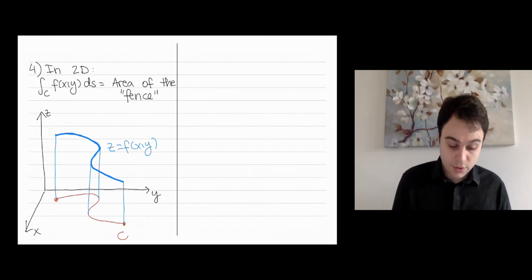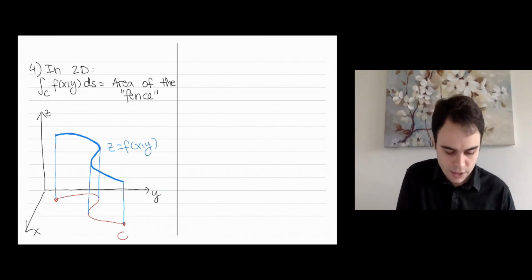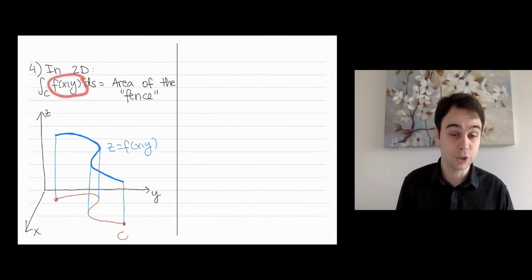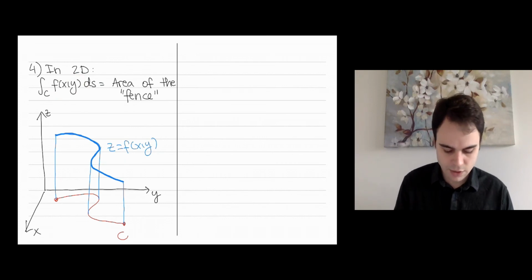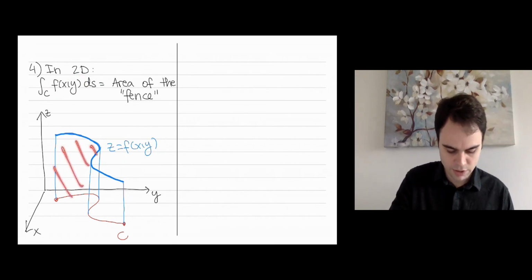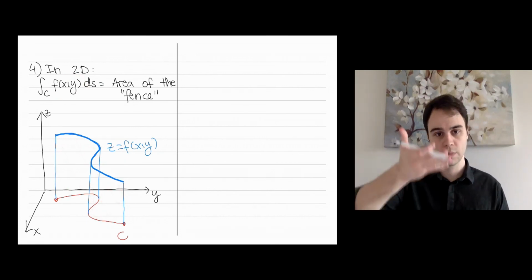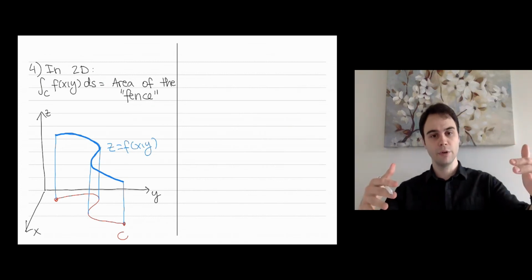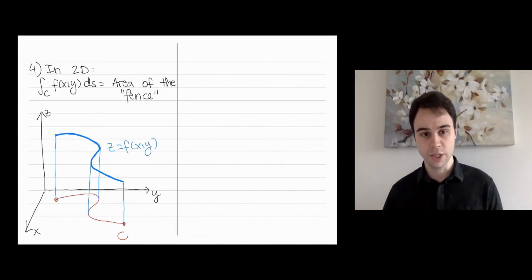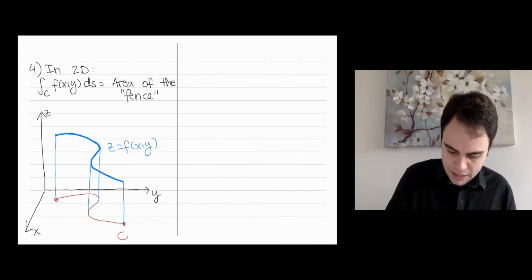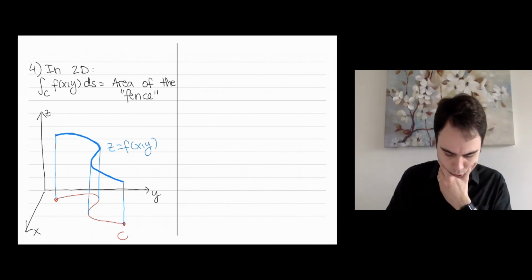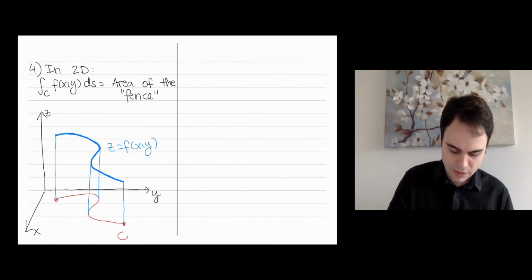It turns out that in 2D, the line integral of a function f over this curve C is just the area of this fence, the area below the graph of the function and above the curve C. And this is not that bad, it even makes intuitive sense.